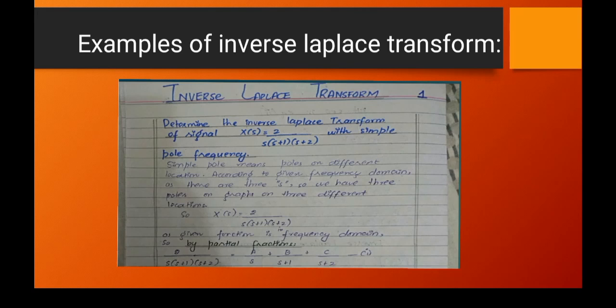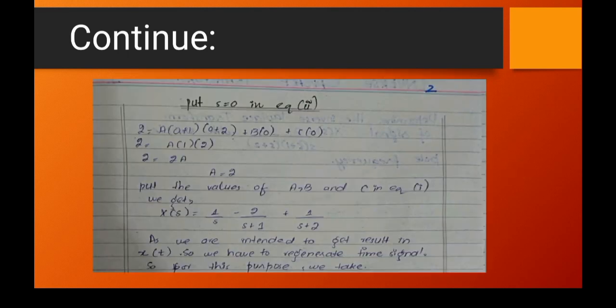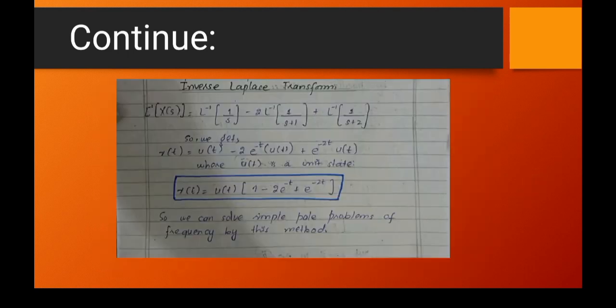Examples of inverse Laplace transform by hand: for the first example, determine the inverse Laplace transform of the signal X of s is equal to 2 over (s plus 1)(s plus 2). To do this, we first have to solve it by taking partial fractions, and after that we get the answers for the variables a, b and c respectively. After getting these answers we put these values in the formula. Then we take the inverse Laplace transform because we get the functions separately. For 1 over s, we know the value from the tables. Using those values we get the answer.